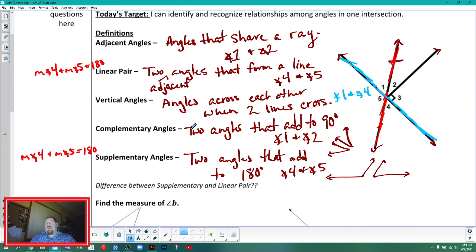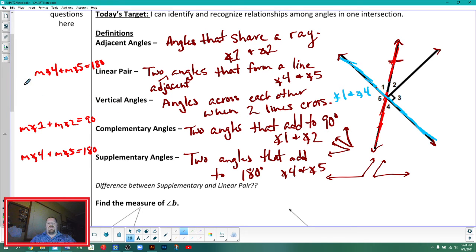Complementary angles, they add up to 90 degrees. It's kind of said that way in the definition. And for those ones, we had angles 1 and 2. So the measure of angle 1 plus the measure of angle 2, they add up to 90 degrees.